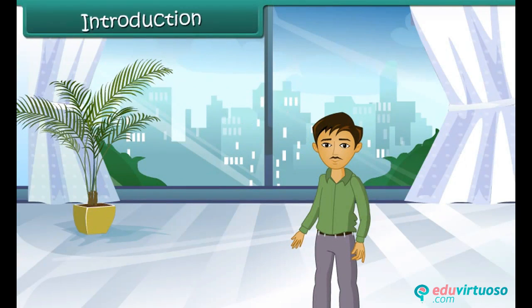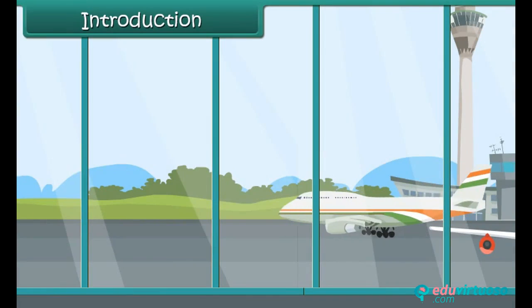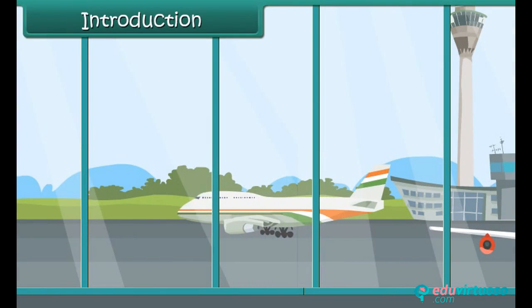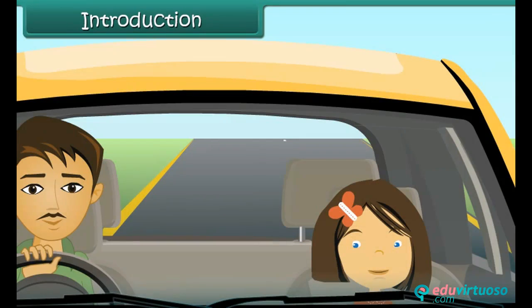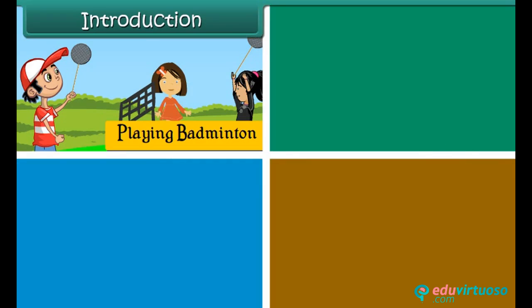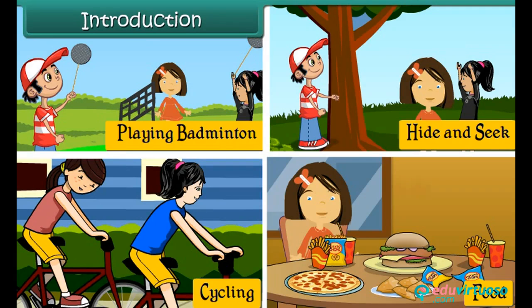Introduction. Ira's uncle lives in London. He's come to India to meet his relatives. He's meeting Ira for the first time. He wants to know all about Ira, her friends, hobbies, and favorite food. In this lesson, you will learn to talk about yourself.